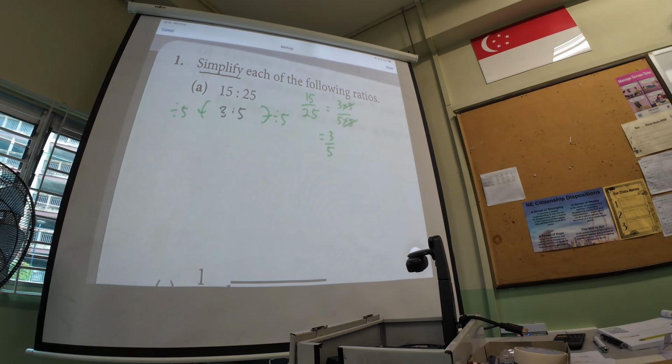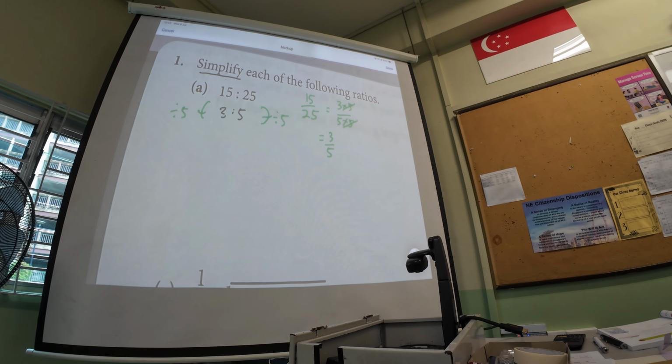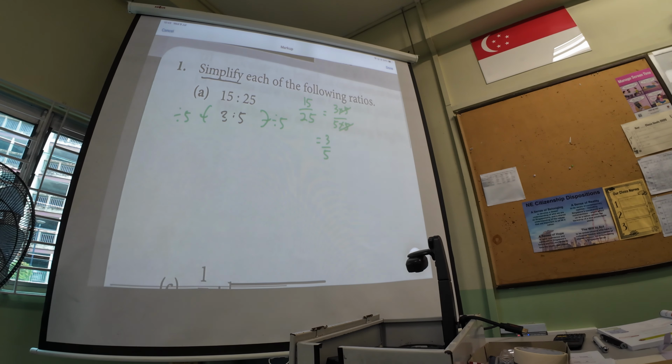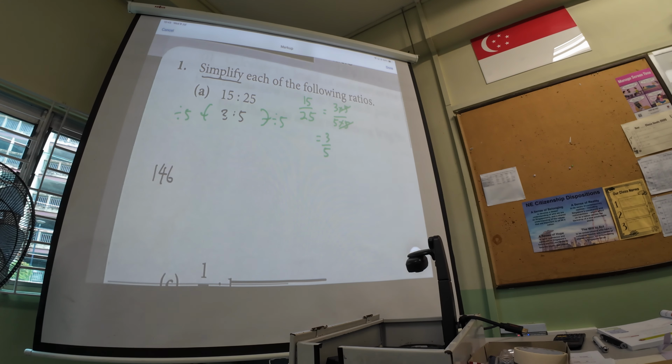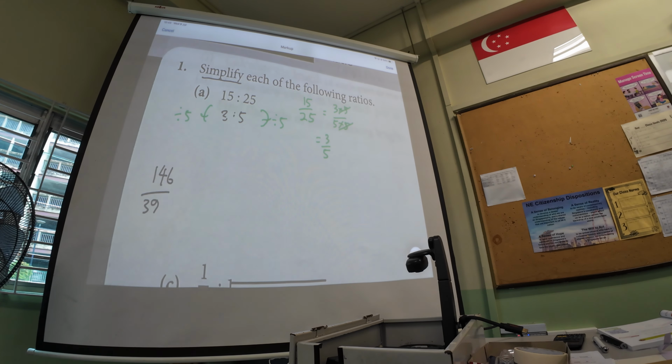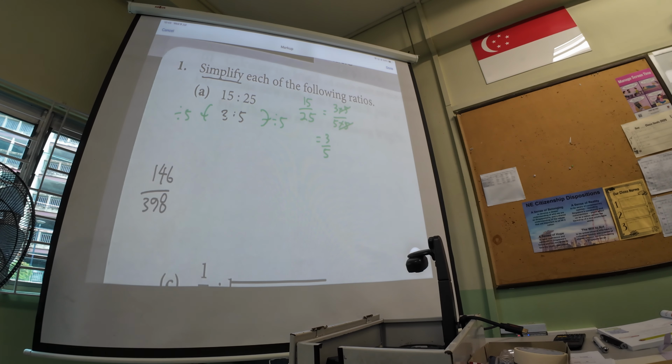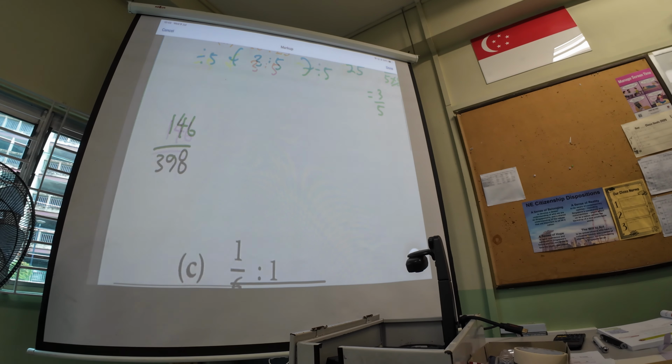Remember, I have mentioned before how to simplify a fraction. Remember, if I have 146 over 398, how do I simplify this fraction? Do I go and do my manual factorization myself? Hey, this one I mentioned in class before. How to simplify?